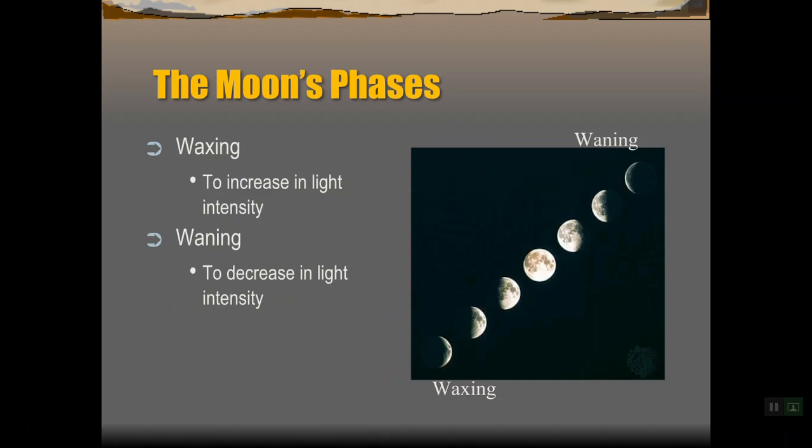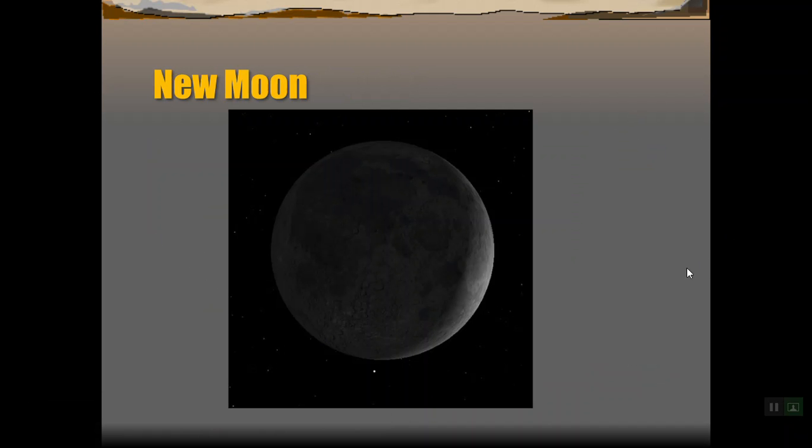Waning is what happens when you're tired at the end of the day, your energy starts to wane. Or in the case of the moon, it decreases in light. So waning is when it goes from full moon over to new moon. It's going from total brightness that we can see, and the dark starts coming in on the right-hand side. So this picture here is of a new moon, totally dark.